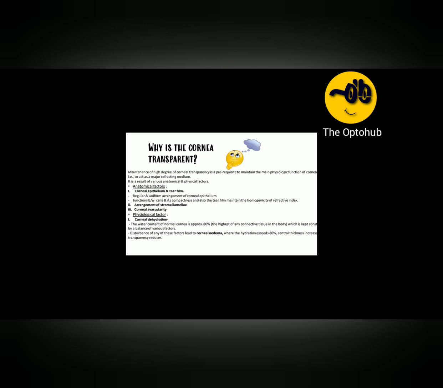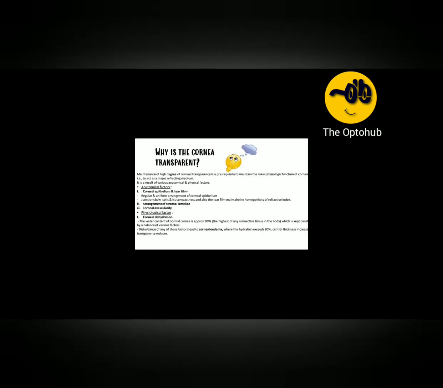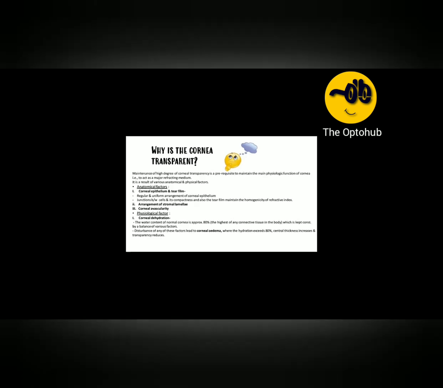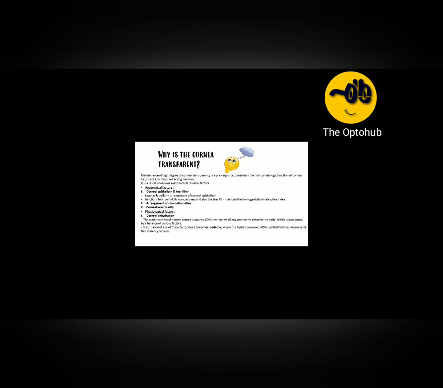the thickness of the cornea and the hydration are directly linked with each other. How? Because if the water content increases, then obviously the cornea will also become thicker. And when the hydration exceeds 80% of the water content, it leads to corneal edema, that is the swelling of the cornea. And when it happens, then obviously the transparency of the cornea will also be reduced.